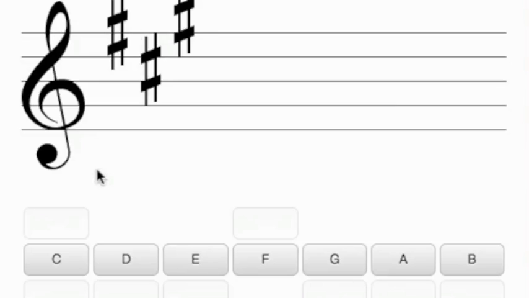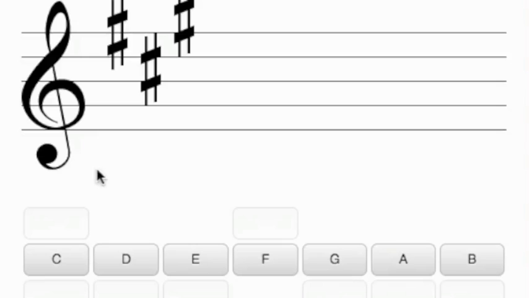So that is 3 steps clockwise round the circle of fifths from the key of C, which has no sharps or flats. So if we imagine C being at 12 o'clock on the circle of fifths, and we go 1 step clockwise, well, we get C, D, E, F, G. That takes us to G.